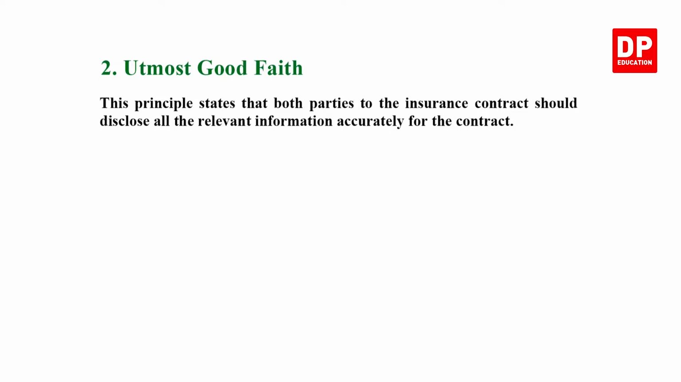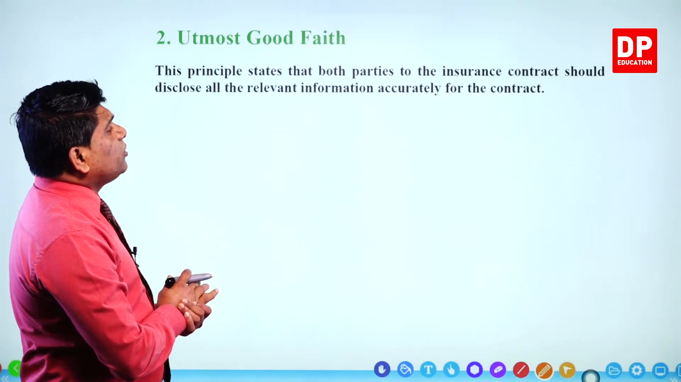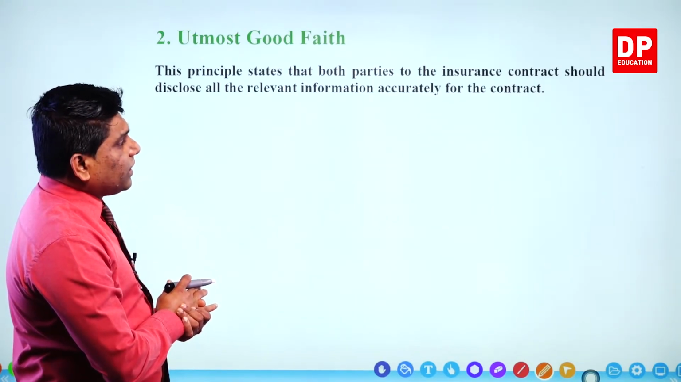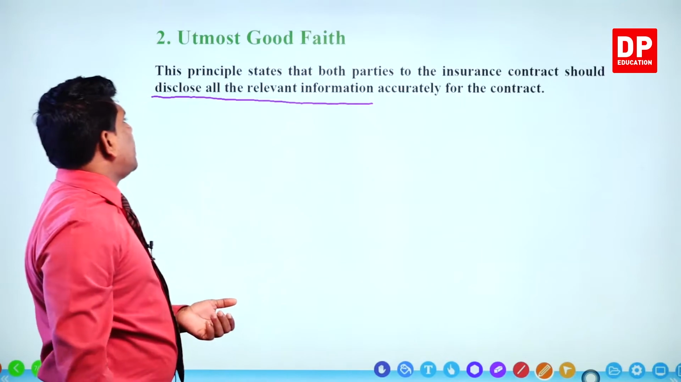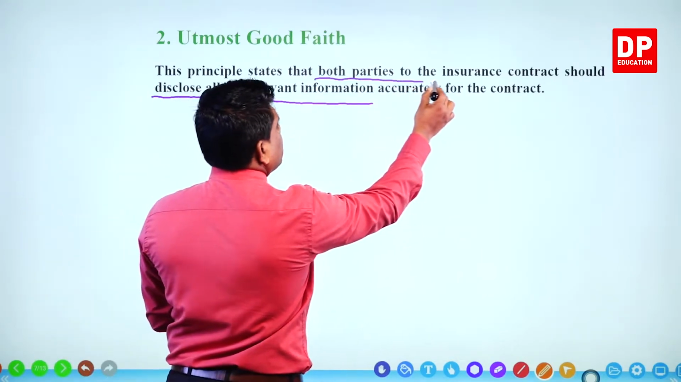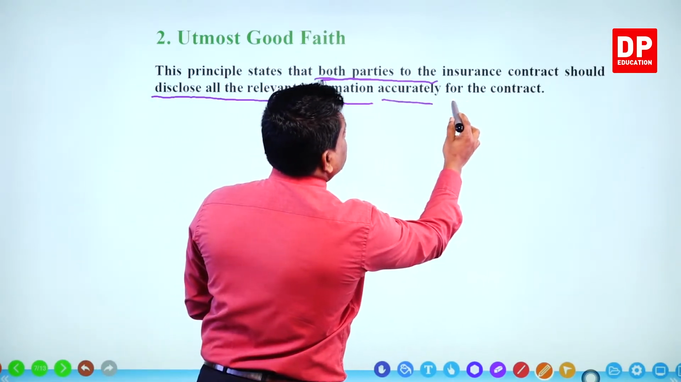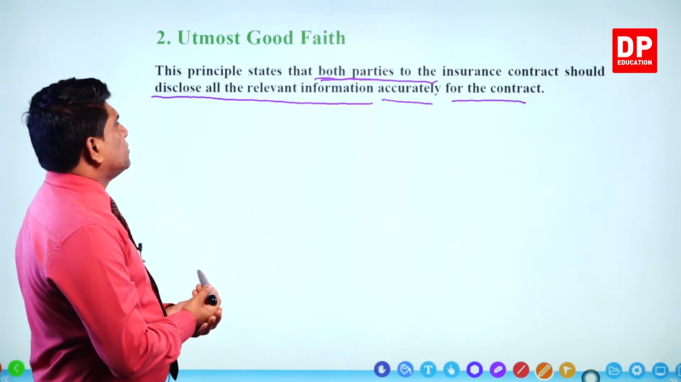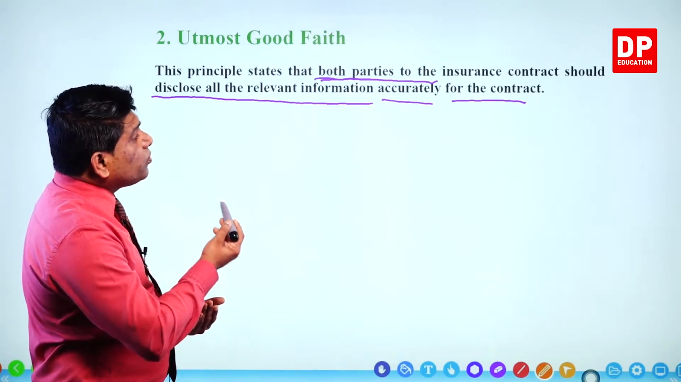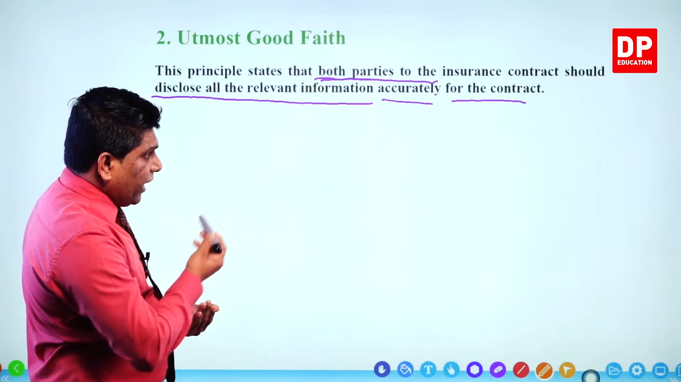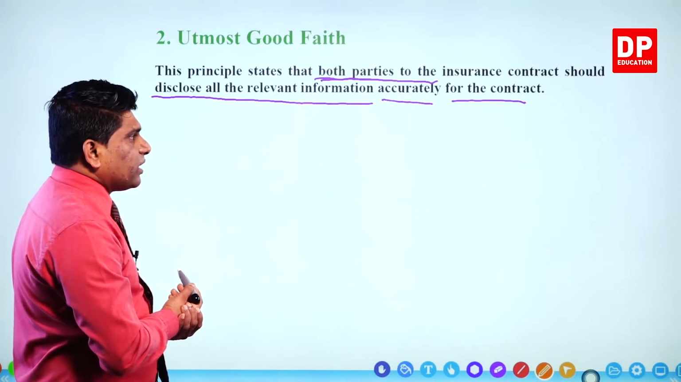Utmost good faith. We'll see. This principle states that both parties to the insurance contract should disclose all the relevant information. Who are the parties? Not only one party, both parties, right? Both parties disclose all the relevant information accurately for the contract.